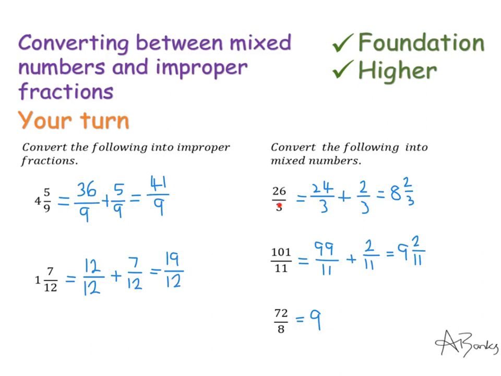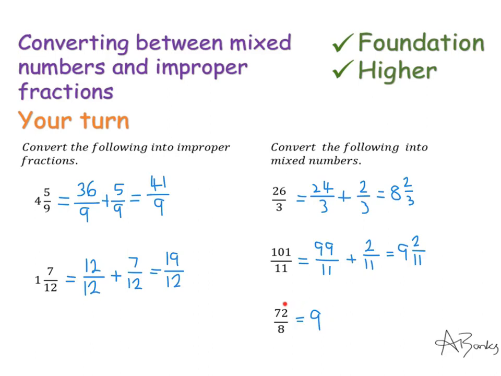This one here, every 3 thirds makes 1 whole one, so 24 thirds is the most amount of whole ones I can get out. That's 8 whole ones plus the 2 thirds that remain. 11 elevenths makes a whole one, so the most I can get out of 101 is 99 elevenths, which is 9 whole ones, plus the 2 elevenths that are left over.